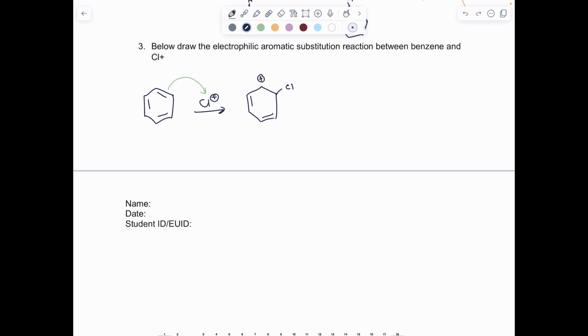And then to restore aromaticity, some sort of base needs to come in and deprotonate at the chlorine's position. So this chlorine has an invisible hydrogen, and I'm just going to use Cl- as the base, but you could have used any generic base, and show that the hydrogen here is deprotonated, and then the electrons that were bonded between the carbon and hydrogen are going to collapse down to restore aromaticity.